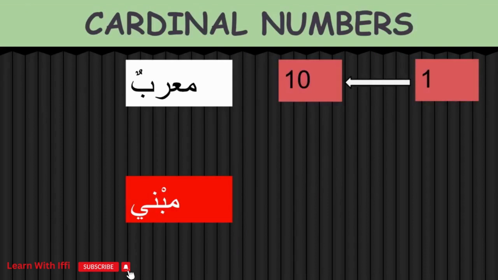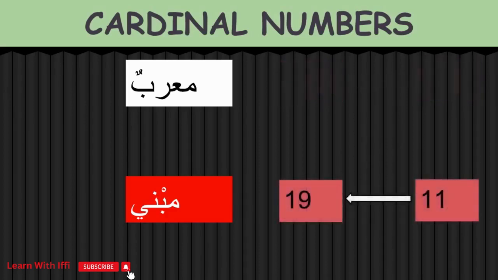For 1 to 10, the numbers are called mu'arab. Mu'arab means they decline: they have fatha, dhamma, kasra depending on their position, marfu, mansub, majrur, with the sign of the noun on that number. Whereas 11 to 19 is mabni, which means fixed. Whether it is marfu, mansub or majrur, they won't have any sign; it will be fatha throughout.